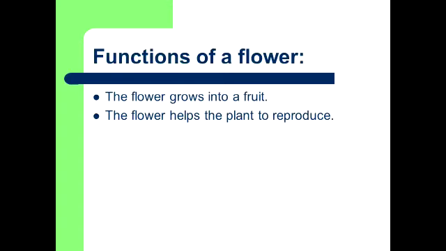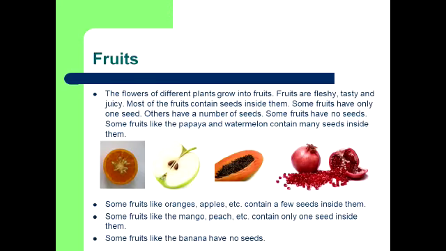What are the functions of a flower? The flower grows into a fruit. Where do we get a fruit from? We get fruit from the flower. After the flower dries up, we get a fruit. Second, the flower helps the plant to reproduce, means to produce its young ones. For that you need a flower. Reproduction of the plant happens in the flower.